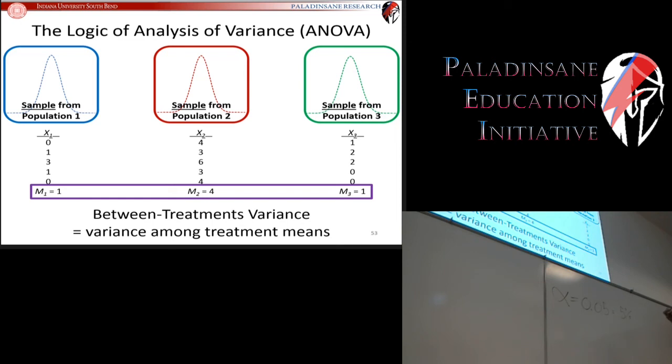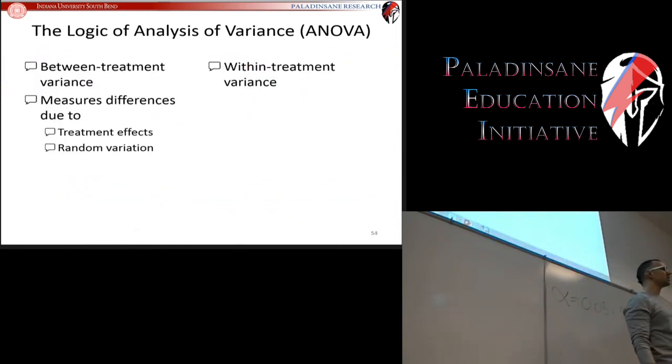We just happen to get low scoring people in this sample and higher scoring people in this sample. So it could be from the variation between people, right? People are just different. Or it could be because the treatment actually caused a difference. The populations are actually different. So the differences between the treatment means can be due to either treatment effects or just random variation, just people being different from each other.